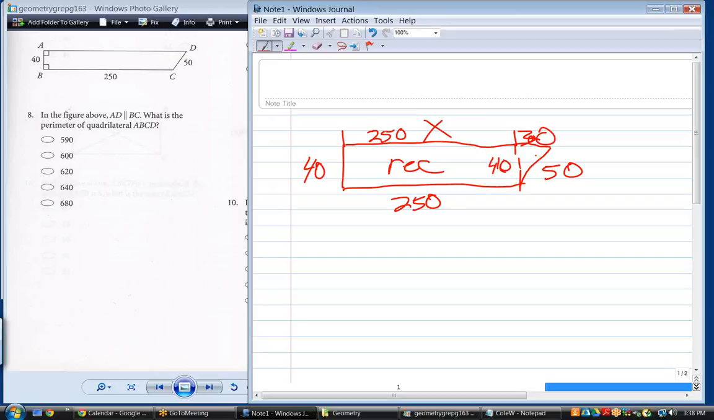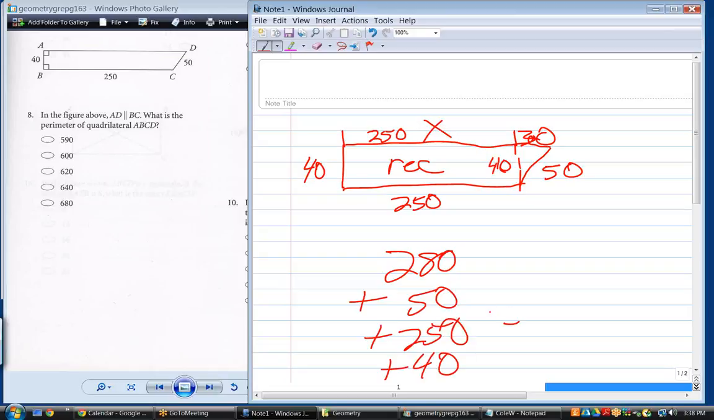That's 30. So yeah, you're right. The top side's 280. So we have 280 plus 50 plus 250 plus 40. What is that? 300, 580, 620. That's the answer there.